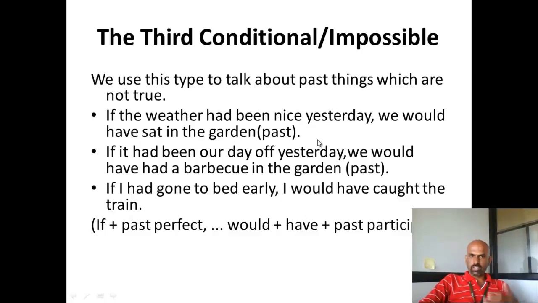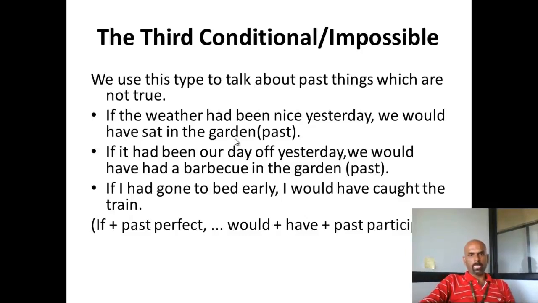That is, yesterday the weather was not actually nice, but you are imagining. You are saying that if the weather had been nice yesterday, we would have sat in the garden. Both are over. You are telling something entirely in the past. It is not going to happen again. The weather was not good yesterday, and you didn't sit in the garden also. So that was given in the third condition: if the weather had been nice yesterday, you would have sat in the garden.